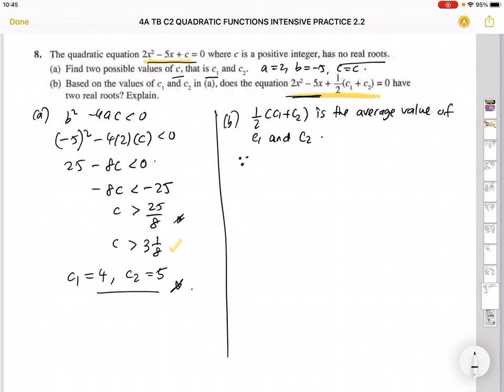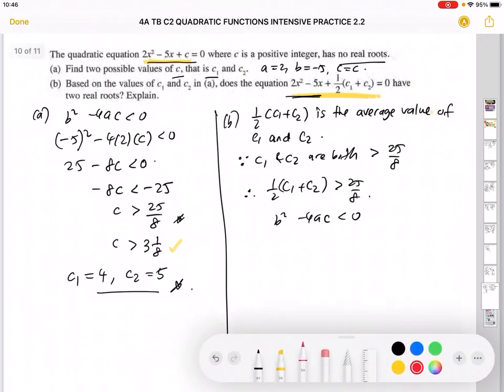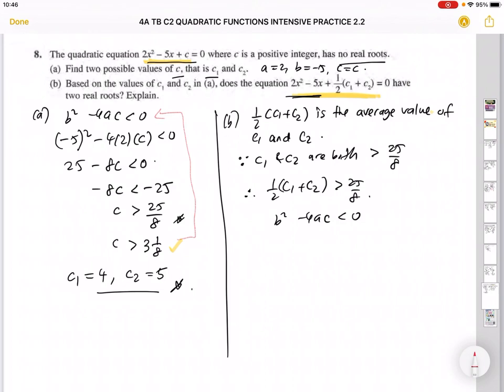So since c1 and c2 are both greater than 25 over 8, therefore your half of c1 plus c2 must be greater than 25 over 8. And if it's greater than 25 over 8, your b squared minus 4ac value should be less than 0. When c is greater than 3, 1 over 8 or 25 over 8, your b squared minus 4ac must be less than 0. c1 and c2 are already more than that, so the average value is definitely more than that. So your b squared minus 4ac is definitely less than 0.